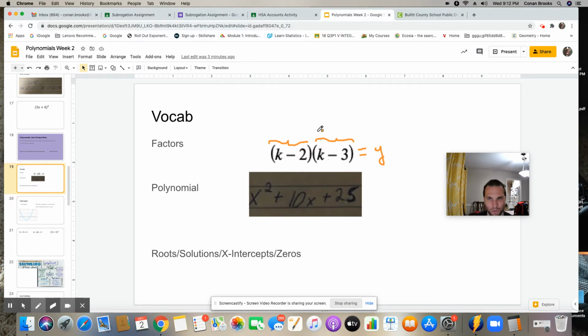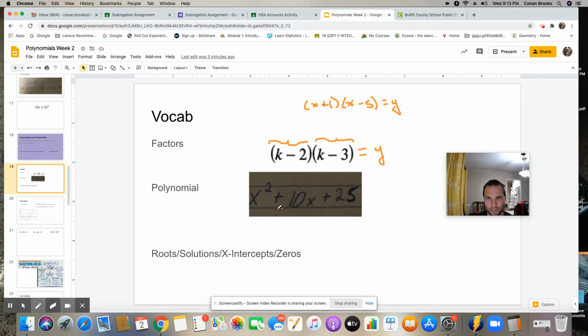K would be the input, or sometimes you'll see x here, like x plus 1, x minus 5. It doesn't matter. But notice it is a variable plus or minus a constant. Each of these are factors, and that's set to y. So you have x and y. Whereas before we had linear, y equals mx plus b, that's slope-intercept form. And now we have factored form.